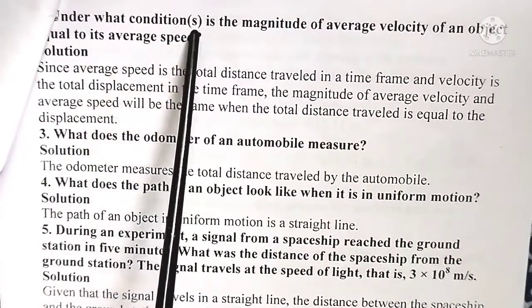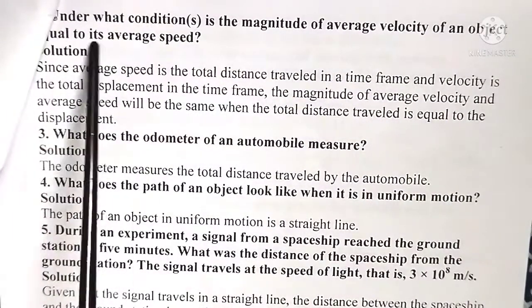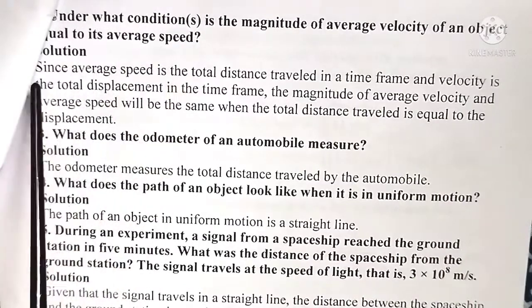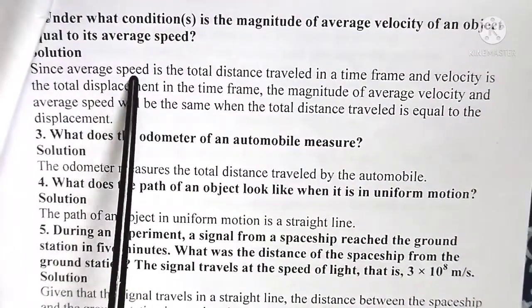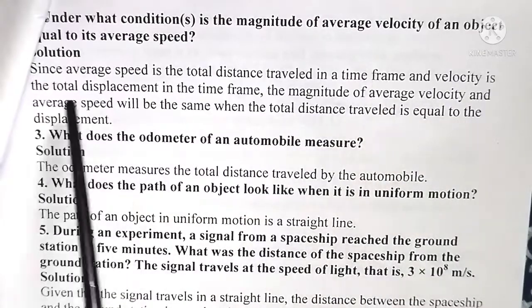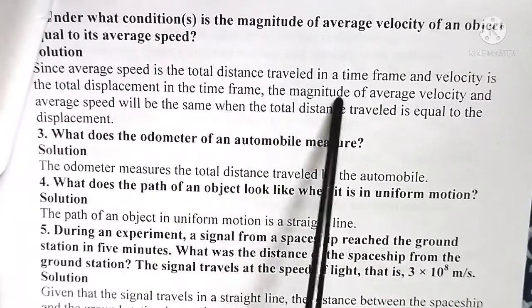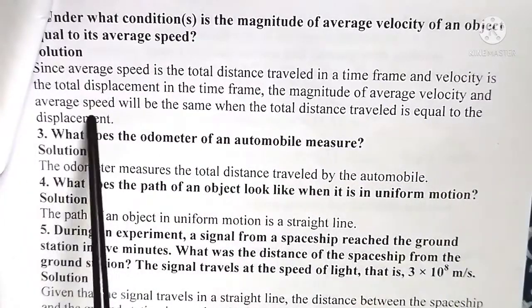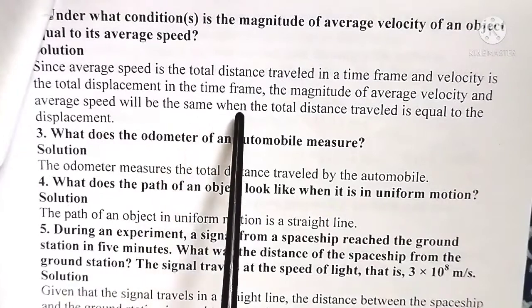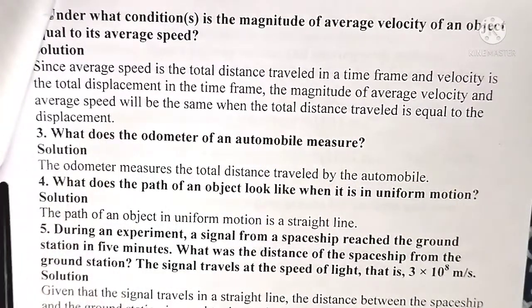Under what conditions is the magnitude of average velocity of an object equal to its speed? Solution. Since average speed is the total distance travelled in a time frame and velocity is the total displacement in the time frame, the magnitude of average velocity and the average speed will be the same when the total distance travelled is equal to the displacement.